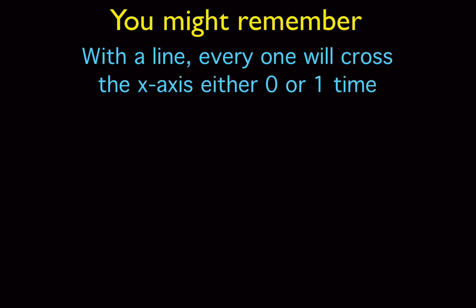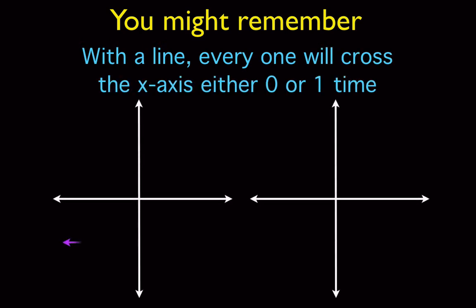So before we do that, let's go ahead and look at lines. When you think about a line, it crosses the x-axis either 0 times, like that example, or it crosses it 1 time, like the example right there where you can see the blue circle. So every line crosses either 0 times or 1 time. That means it has one x-intercept, or one solution to the equation when it's equal to 0.